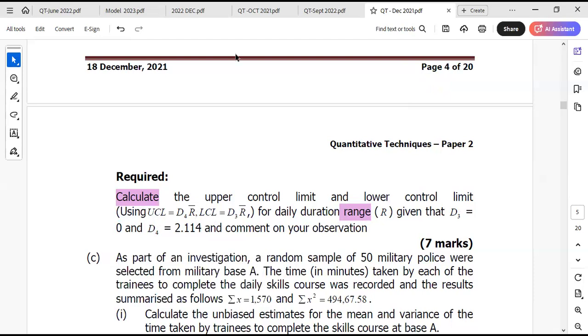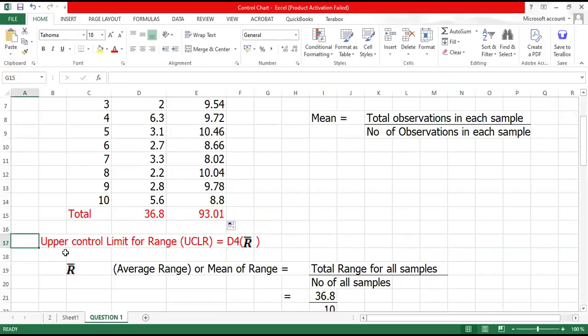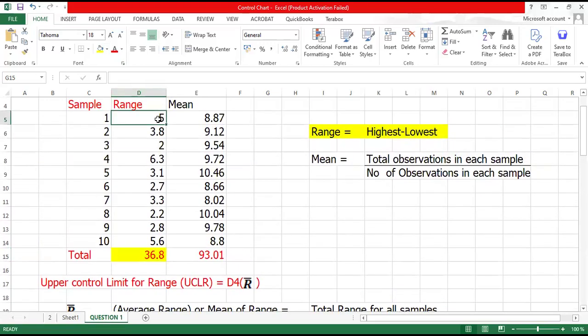Okay. So we can now, let me hope you're writing, upper control limit for range. The formula is this, where R bar is average range, or what we call mean of range, and mean of range is equal to total range for all samples. What is this total range for all samples? This is the total range for all samples, this one, because this is range for each sample.